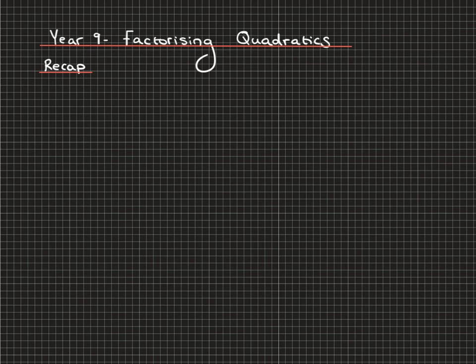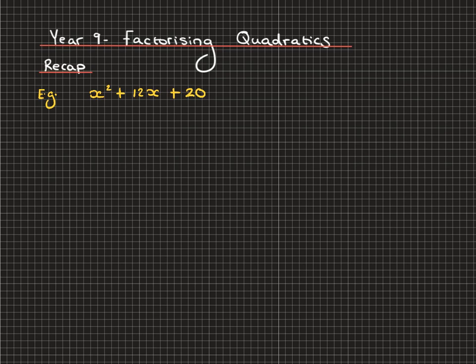So we're going to start by recapping some of the ideas that you covered in the last lesson. To begin with, we looked at factorising quadratic expressions. So remember, a quadratic expression is an expression that contains an x squared term as its highest power of the variable. So for instance, an example could be x squared plus 12x plus 20.